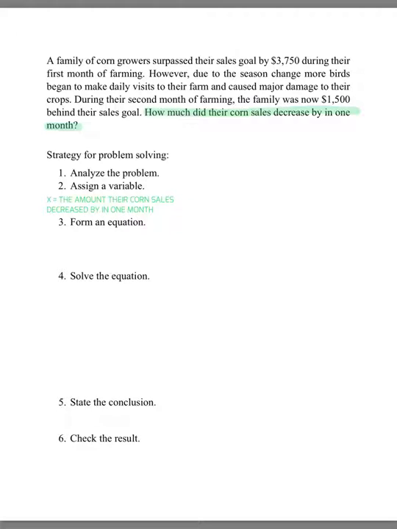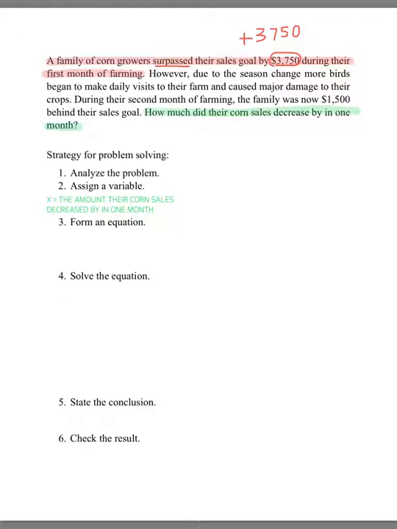Let's see what information we can extract from the given sentences. Well, we know that a family of corn growers surpassed their sales goal by $3,750 during their first month of farming. So surpassed, that's good. That means that there was a surplus and the actual value was $3,750. So we're going to be working with a positive $3,750. And that's again because the indicator was surplus being positive.